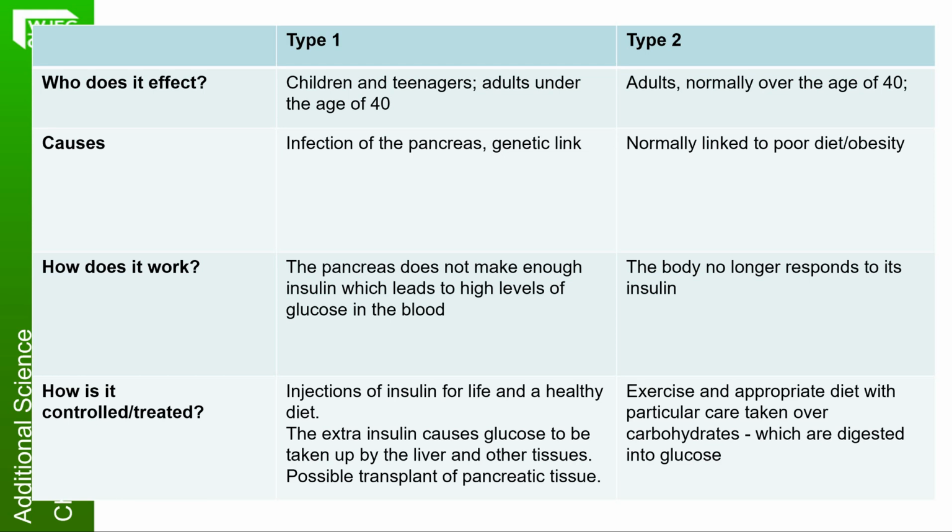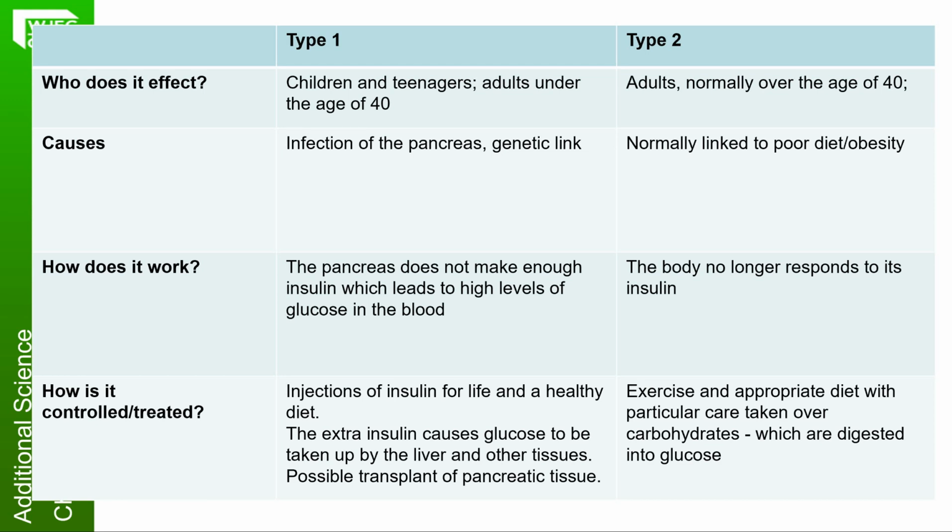Type 2 diabetes is the one where we're seeing the levels rising quite rapidly because it is linked to obesity. As levels of obesity are increasing, we're also seeing increasing levels of type 2 diabetes. This is usually identified in adults, normally over the age of 40. And it is linked to a poor diet, so eating too much sugar for a long period of time, and obesity. In this case, the body is no longer responding to its insulin.